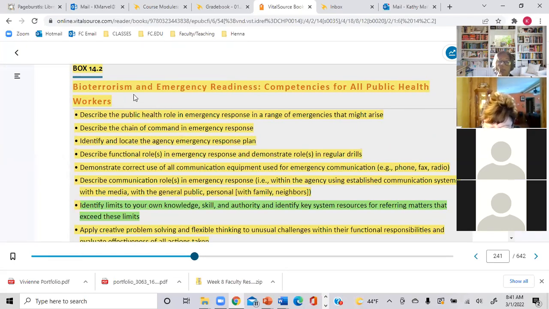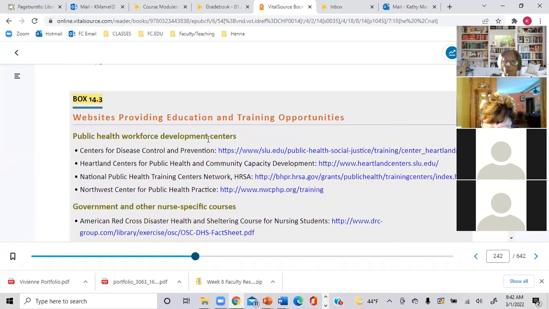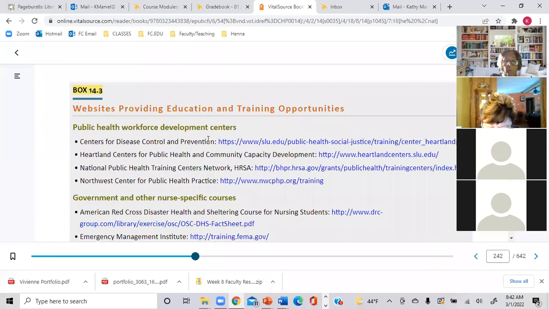Box 14.2, bioterrorism and emergency readiness. What competencies do we need to have? And you don't need to memorize this box, but important to read. You know, as nurses in the community health, public health arena, this is part of our job to prepare a community. This is an excellent box for resources.